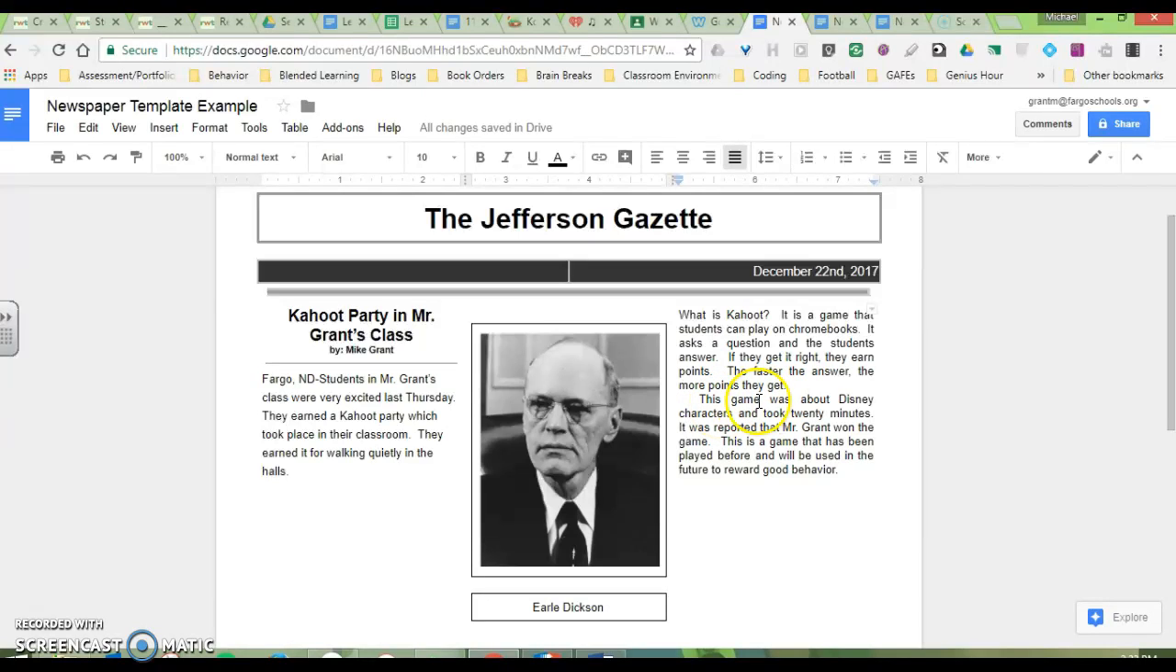Or I'm sorry, this is the least important details. This game was about Disney characters and took 20 minutes. It was reported Mr. Grant won the game. This is a game that has been played before and will be used in the future to reward good behavior. So here I'm just kind of explaining what Kahoot was. I realized I didn't explain it to people that don't know about it.